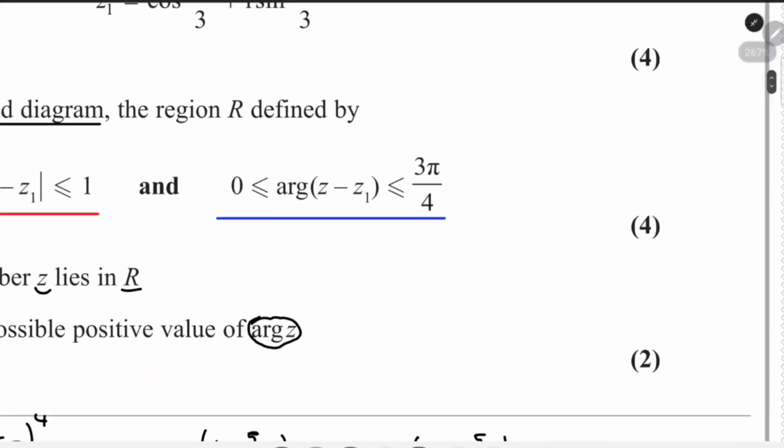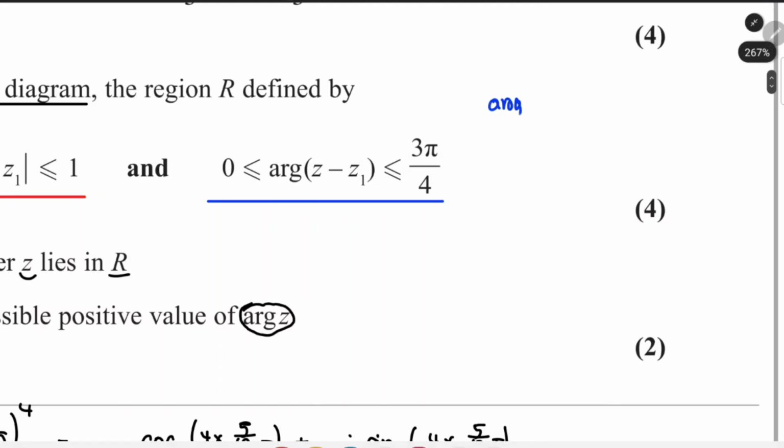And anything in this form, so arg of z minus z1 equals an angle theta, it will be a half line starting at z1 and pointing at theta degrees to the horizontal. So this is the horizontal, this is theta. It's not just the horizontal, it's the positive real axis.